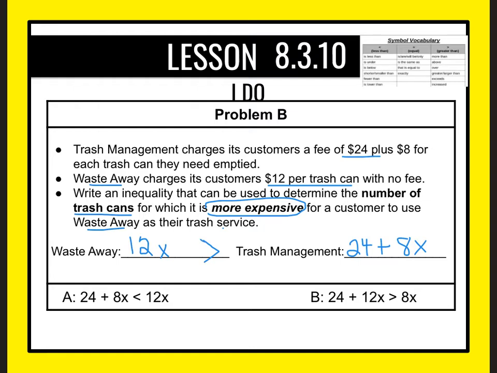Okay? So let's go ahead and look at which inequality is the best fit here. All right, so I know that this expression for trash management is correct, and 12x is also correct. So now what I need to make for Waste Away is also correct. So I need to make sure that 12x is greater, which it is in this case, is greater than trash management. Okay, so that's looking good. Let's go ahead and check out this expression. Well, this says it's at trash management, it's 24 plus 12x. Well, I know that's incorrect because trash management is charging those $8. So this expression is incorrect.